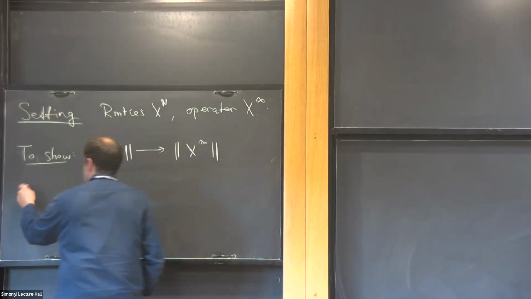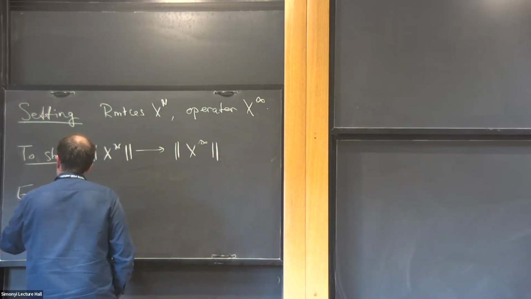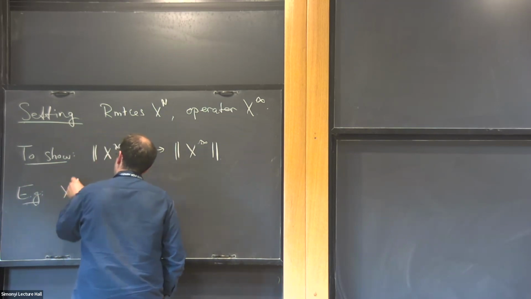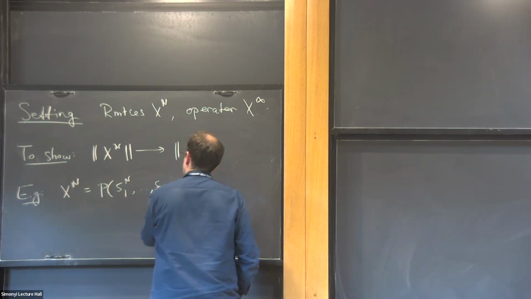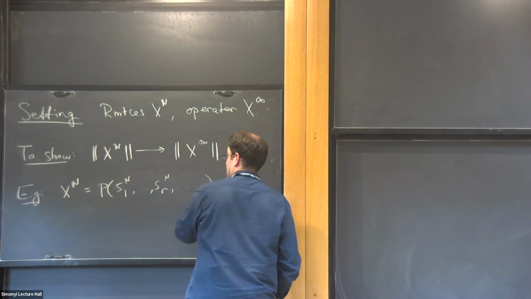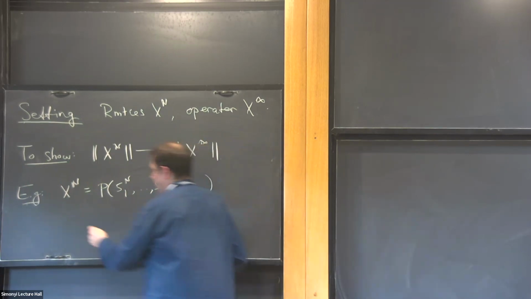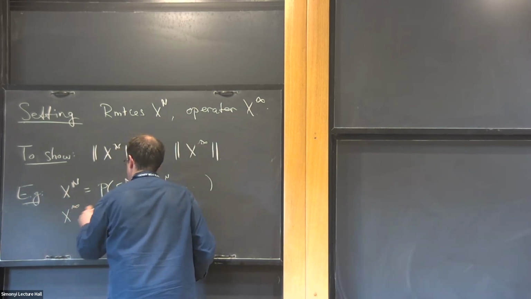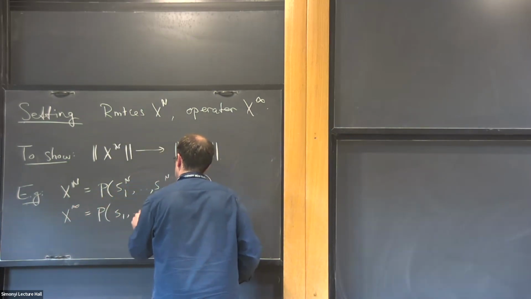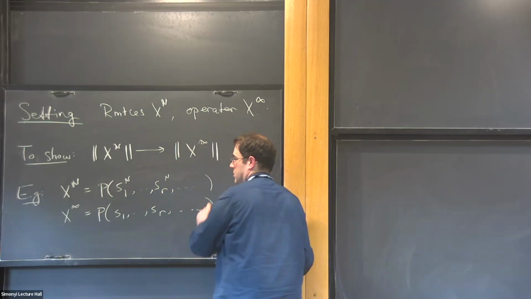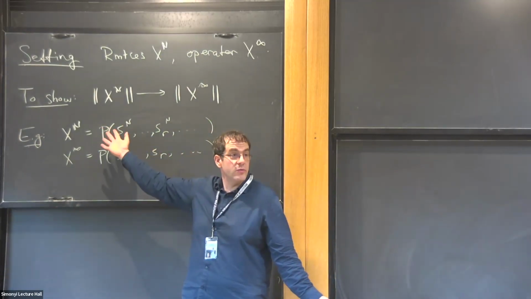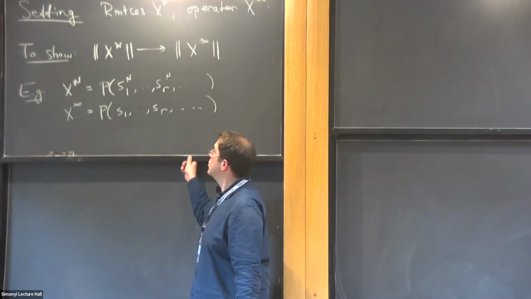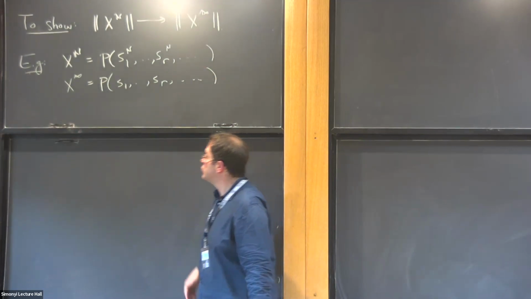So for example, in the settings we've discussed so far, we may choose X_n to be a polynomial of i.i.d. random permutation matrices and their adjoints. And we would take X_infinity to be the same polynomial as the limiting operators. In the proofs, we fix a polynomial and we work with the polynomial. So we want to show that the norm converges to the norm at infinity.